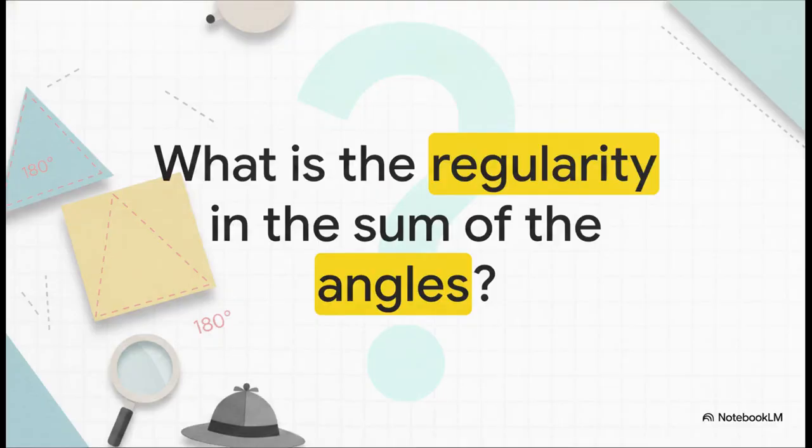Which leaves us with the ultimate cliffhanger at the bottom of our case file. The text wraps up by stating, there is a similar regularity in the sum of the angles of a quadrilateral. And that's it. It doesn't give us the answer. It leaves the mystery entirely up to us to solve. Think about it. If a 3-sided shape always has 180 degrees, what happens when you add a 4th side? Can you use that 180-degree rule of a triangle to figure out the universal rule for a quadrilateral?